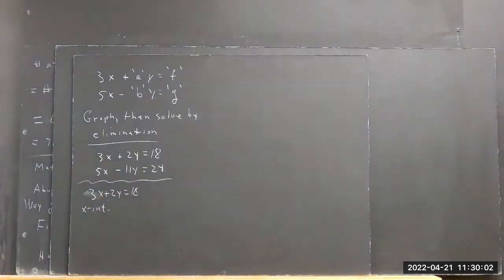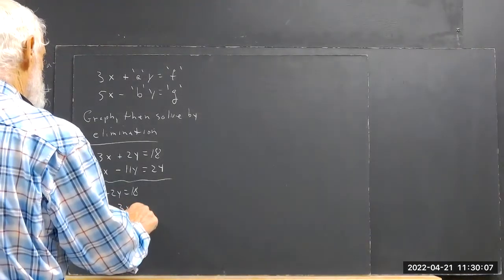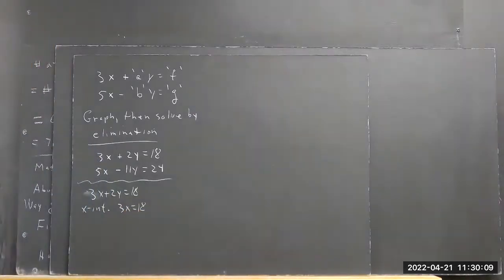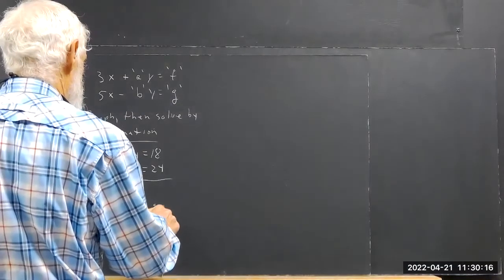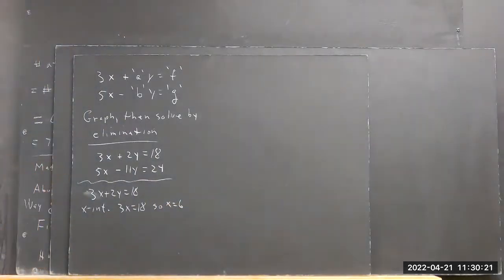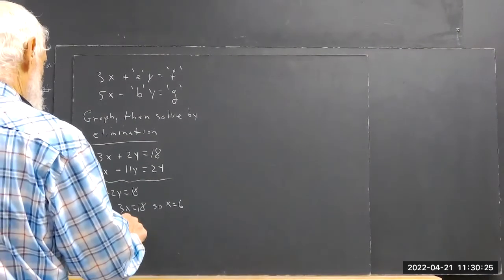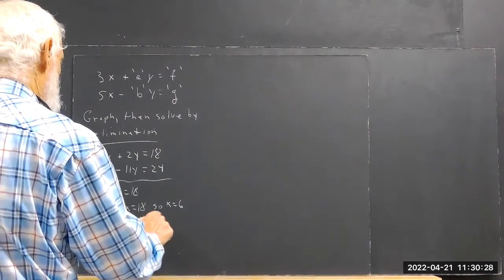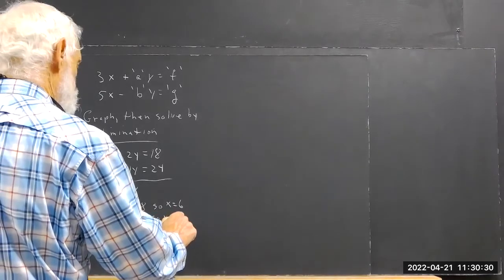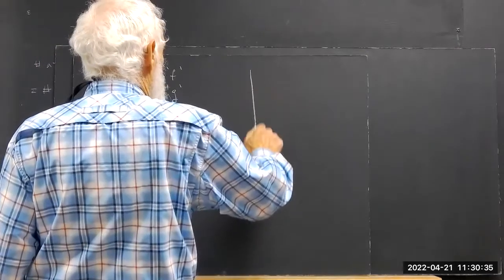the x-intercept here occurs when y equals 0. You don't want to shortcut it. You want to do that substitution step that everybody did, so keep doing it. Well, 3x comes out 18, so x equals 6. The y-intercept, we get y equals 9.